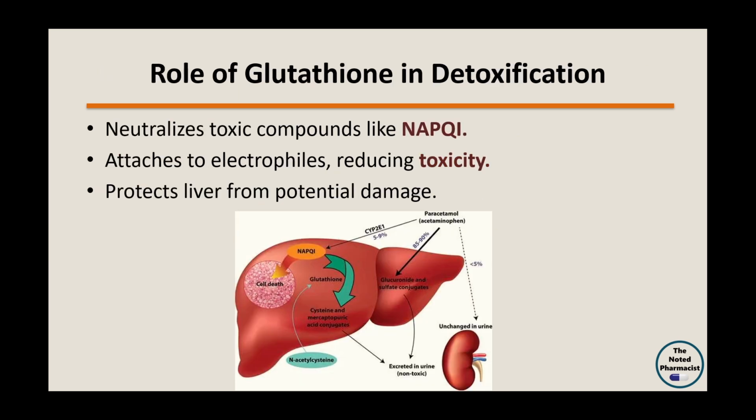Glutathione conjugation is an essential phase 2 reaction in drug metabolism, where toxic compounds like NAPQI, a harmful byproduct of acetaminophen metabolism, are neutralized. In this process, glutathione attaches to electrophilic molecules, making them less toxic and more water-soluble. This conversion helps protect liver cells from damage, particularly when faced with potentially dangerous substances. Without adequate glutathione, harmful electrophiles can accumulate and lead to serious liver injury.